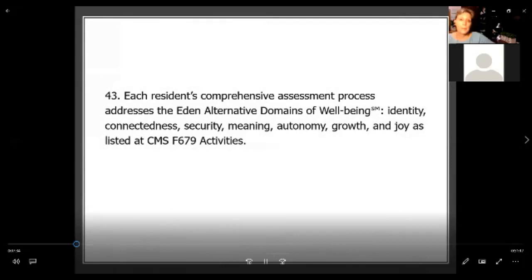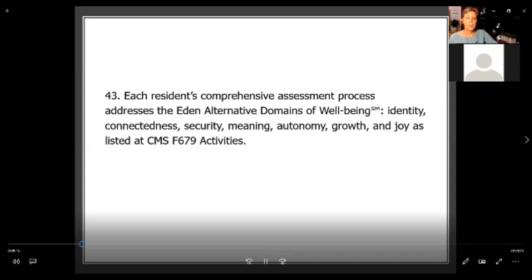Then we go on to something else huge. This is a whole webinar by itself. So first of all, have you heard of the Eden Alternative? It is a model of culture change. It is beautiful. I highly recommend it. It is simply a commitment to 10 principles of changing institutional culture. And they didn't stop there. The Eden Alternative has done a lot of good work in our culture change movement. And they also came up with what they call the 7 domains of well-being. And so here they come very fast. Get ready. Identity, connectedness, security, meaning, autonomy, growth, and joy.